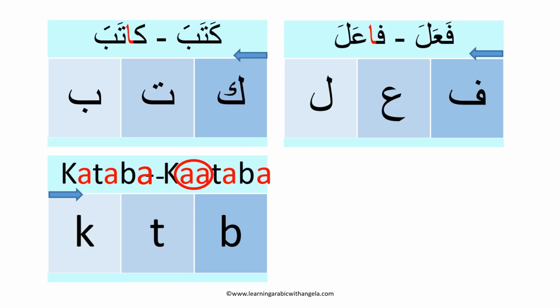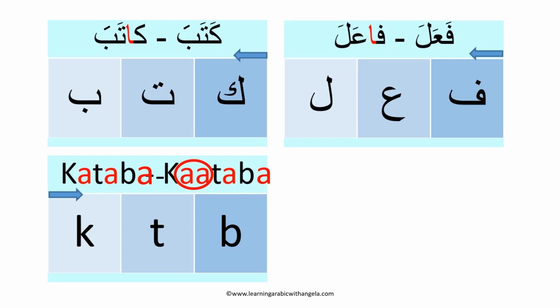A typical pattern of a three-letter verb root is based on the fa, the ayn, and the lam letters, forming fa'ala. So the fa, the ayn, and the lam. Let's look at the example of the verb to write, kataba. The short vowels are not written in Arabic in terms of letters, only the long vowels. The short vowels are expressed through diacritics on top of or below the letters. So the a after ka will go on top of the kaf as a fatha, a diacritic, and the a vowel after ta will go on top of the ta letter.